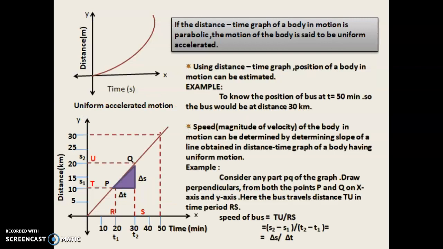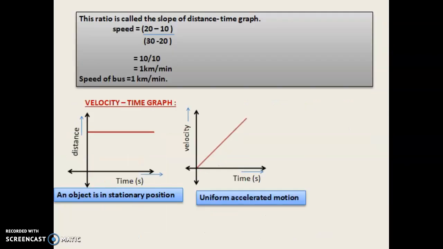Now you can draw so many slopes. Each slope, when you find the speed, will be the same. When the slope is the same, we can consider that this type of graph is for uniform speed because the speed will be constant.